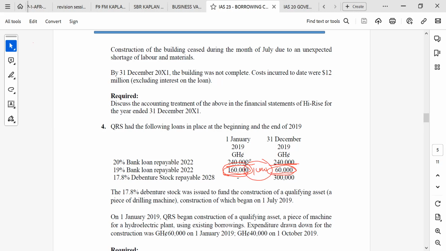If you go to a bank to take a loan, would they charge the interest on the money that you are owing them at the beginning, or they will charge the interest on the amount that you are owing them at the end? They will charge the interest on the amount you took at the beginning. Okay.